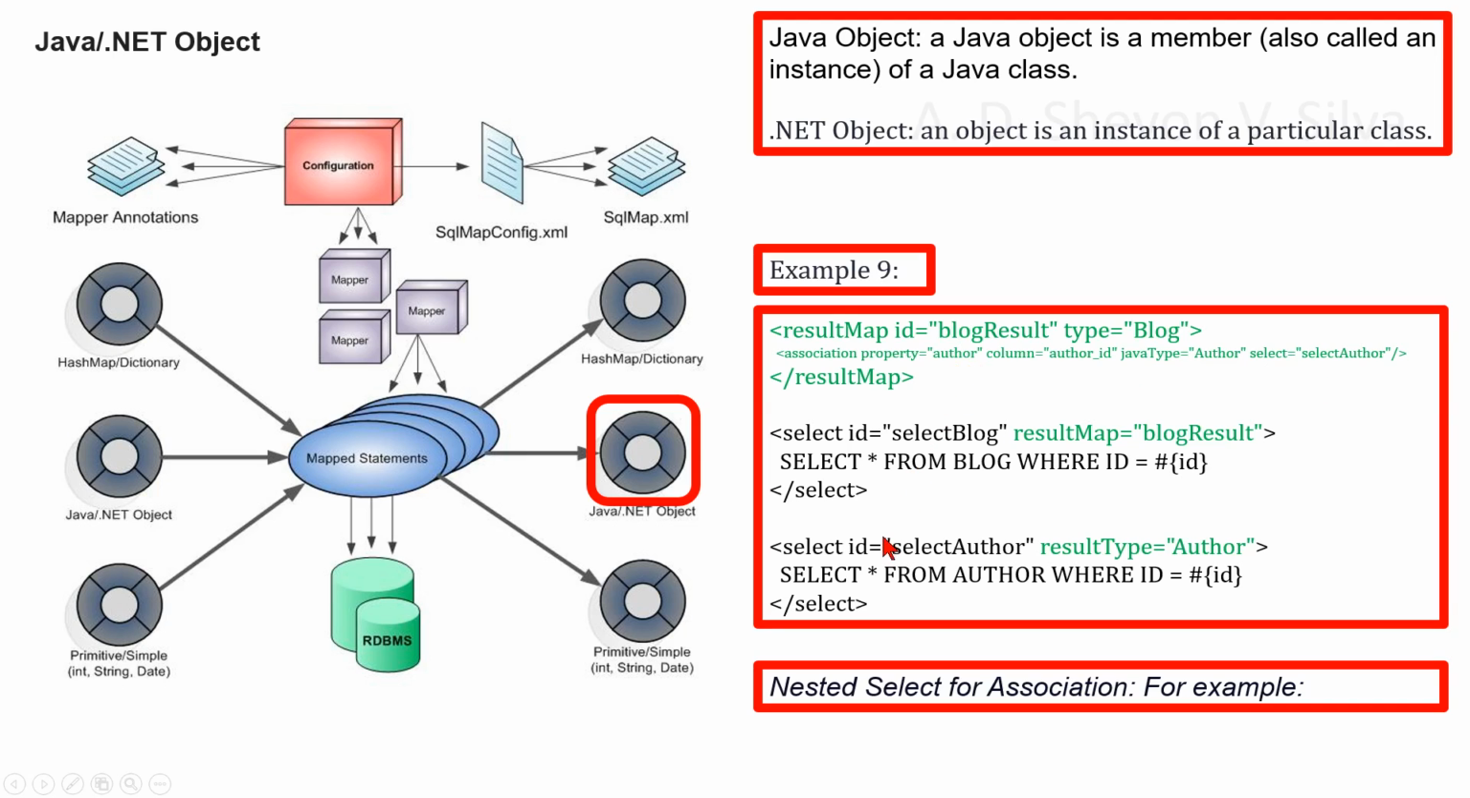For example, here we have two select statements, one to load the blog and the other to load the author, and the blog result map describes that the author select statement should be used to load its author property. All other properties will be loaded automatically, assuming the column and property names match.